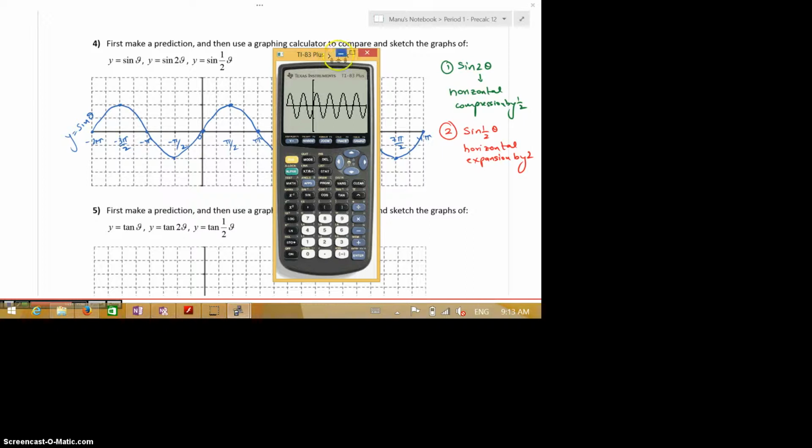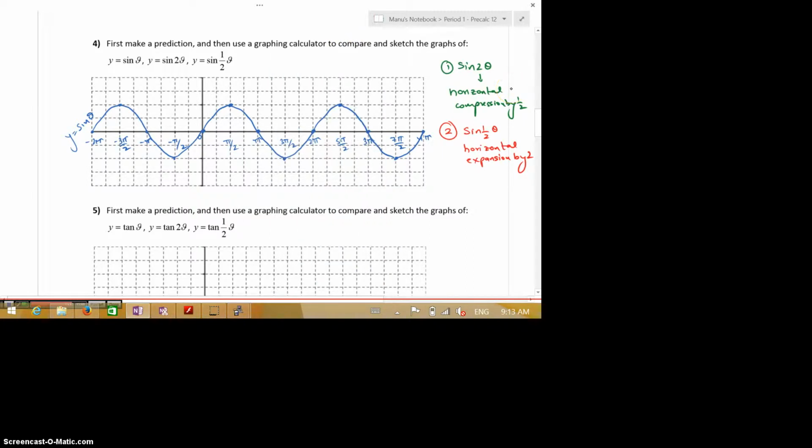So when we copy this over, you just got to take all of our x values and cut them in half. So 0 stayed the same. This maximum was at pi over 2. It's now going to be at pi over 4. Half of that. The next 0 was at pi. It's now going to be at pi over 2. The minimum was at 3 pi over 2. It's now going to be at 3 pi over 4. The 0 was at 2 pi. It's now going to be at pi. So that big rotation from 0 to 2 pi reduces down to this rotation, 0 to pi.